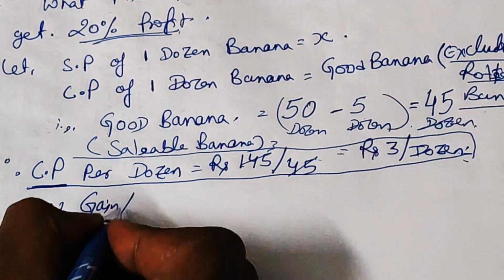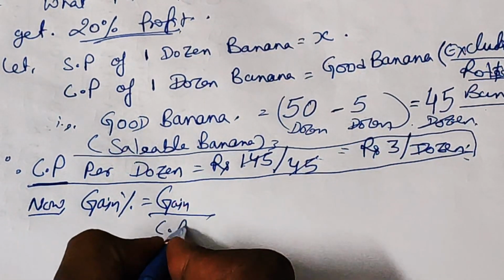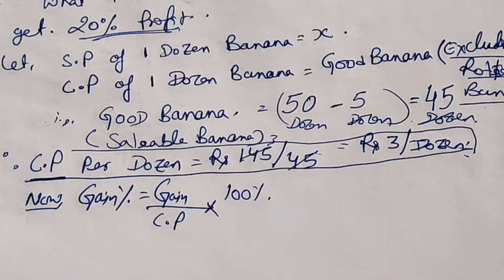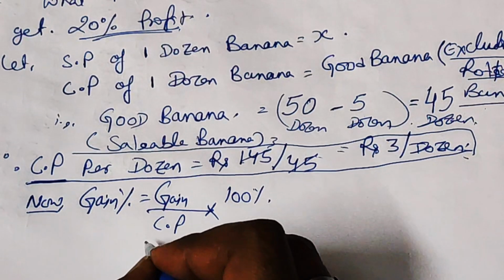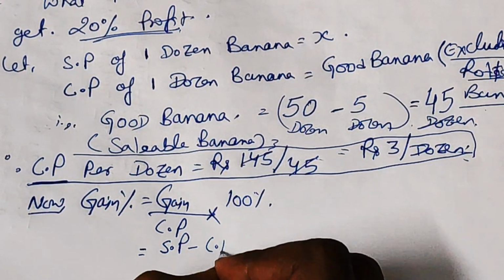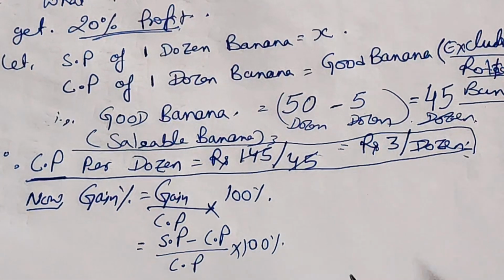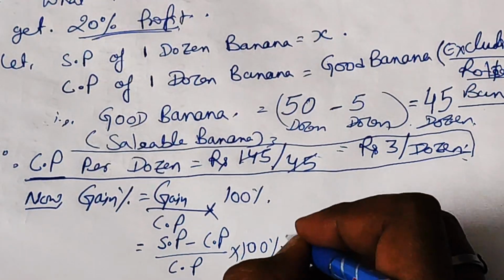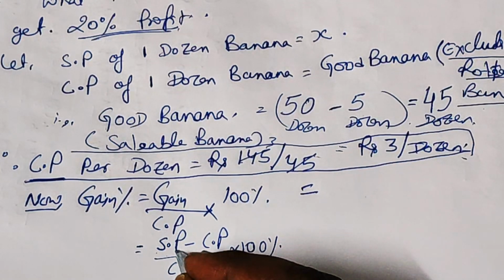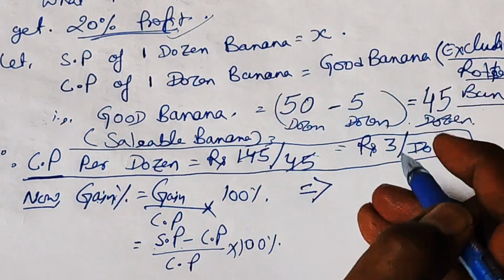Now what is the gain percent? It's given that the gain percent is 20%. The formula of gain percent is gain by CP into 100%, that is gain by cost price into 100%. And when will gain happen? Gain will happen only when the selling price is greater than the cost price. So SP minus CP is the gain, divided by cost price, into 100. And the selling price per dozen we have assumed as X.